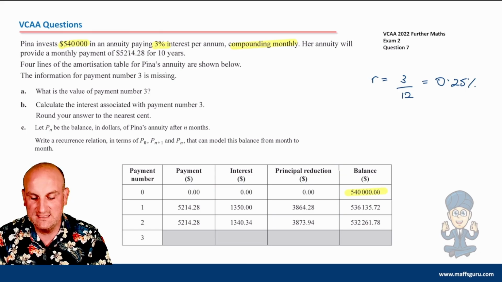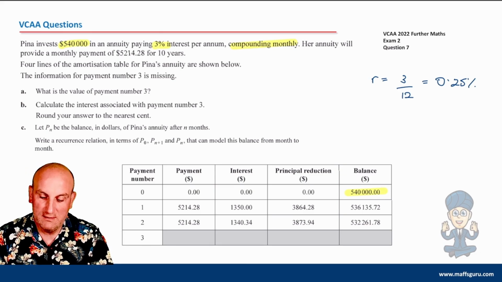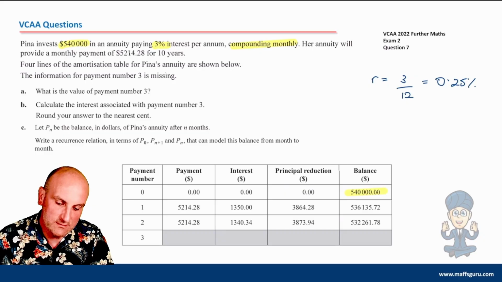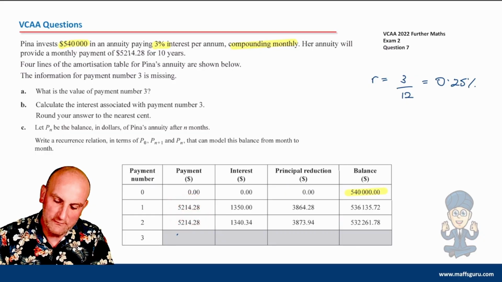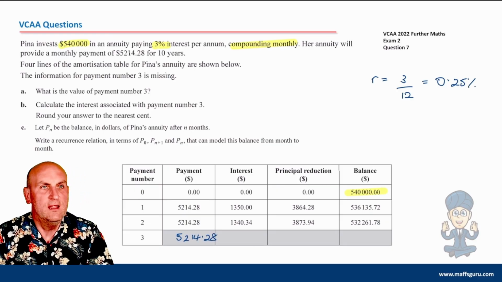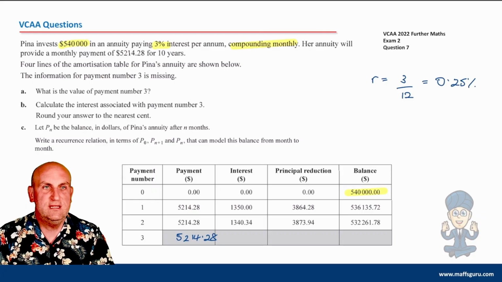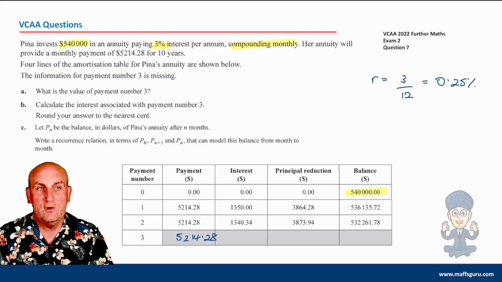I know what it basically means is how much they are getting, right? So what is she actually taking out of her annuity? Well, as far as I'm concerned, that is going to be exactly the same as here. So I'm going to write 5214.28. Calculate the interest associated with payment number 3. Round your answer to the nearest cent.